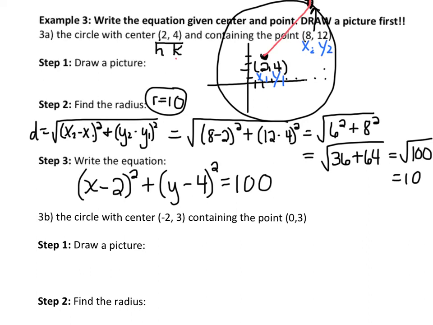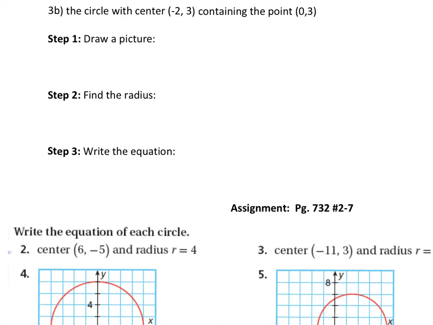Let's draw a picture for this one. We have -2, 3 for the center, -2, 3 up. And our circle contains the point 0, 3. When we plot that, we go 0 left or right, and we just move 3 up. So the circle goes something like that.